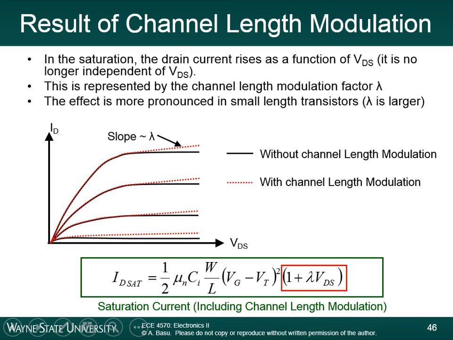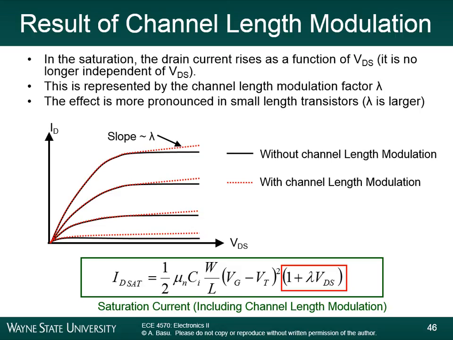So formulaically, this is represented by just an extra term in the saturation current equation. Before we only considered this term, now we have to add 1 plus lambda VDS. That accounts for the increase in current due to the short channel effect. So lambda could be a parameter. It might be like 0.01. That's a typical value of lambda. The value of lambda depends on how small the channel is, what type of transistor you have, and so on. And then the VDS, of course, is the applied voltage.